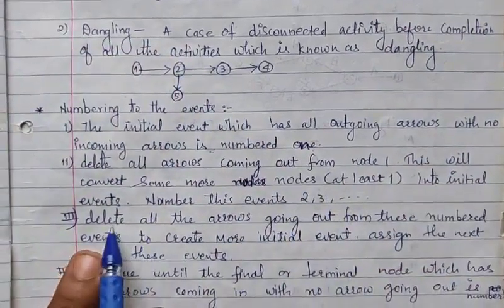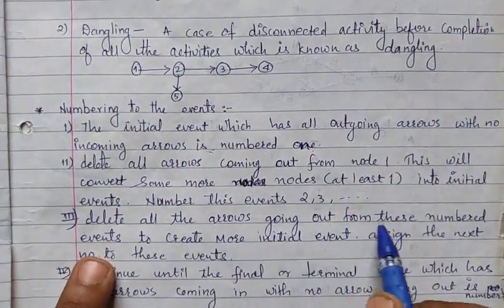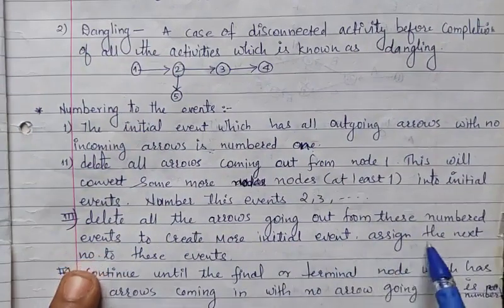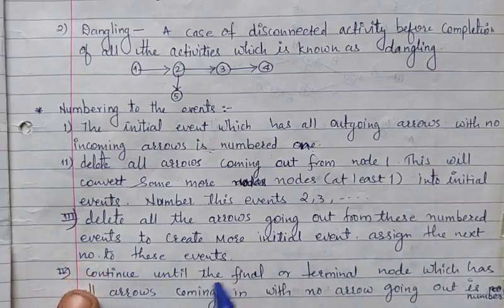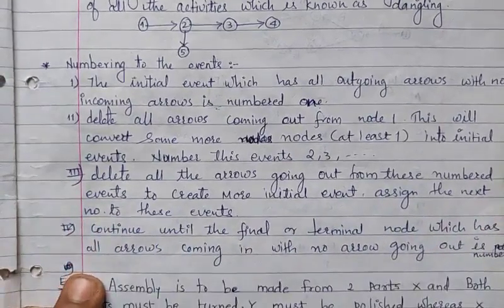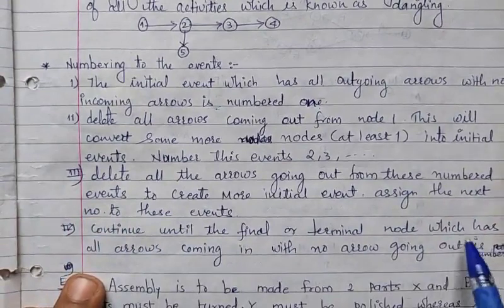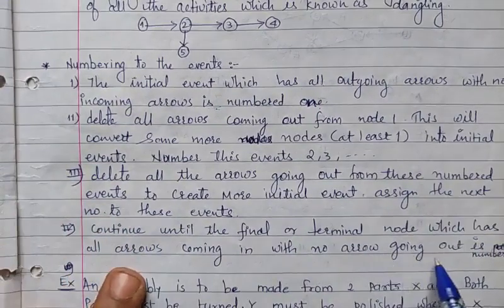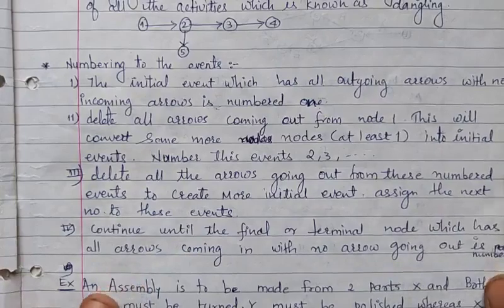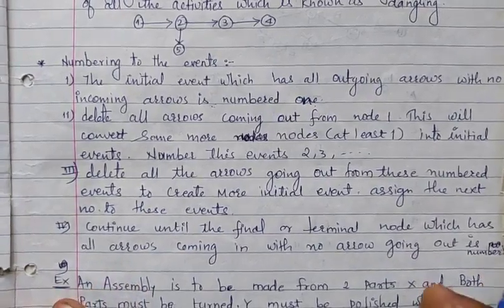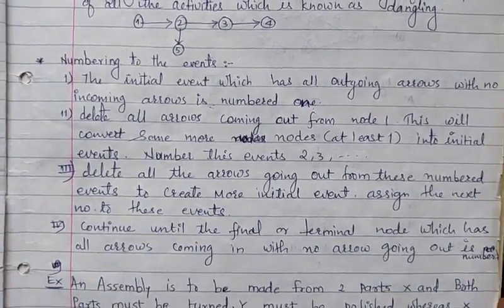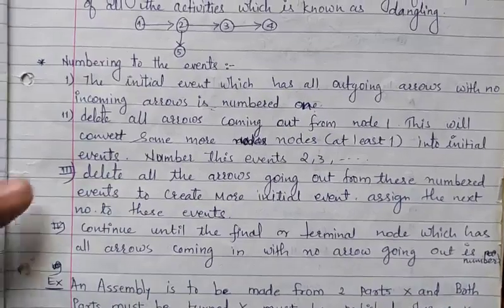Next, third, delete all the arrows going out from these numbered events to create more initial events. Assign the next number to these events and continue until the final or terminal node, which has all arrows coming in with no arrow going out, is numbered. So this is the numbering of the events. Now we will see examples of how to make the network diagram.